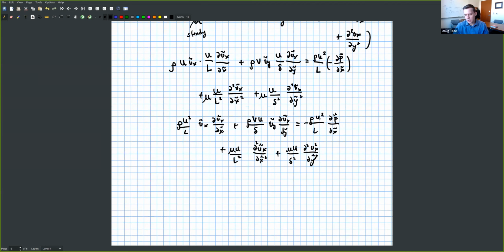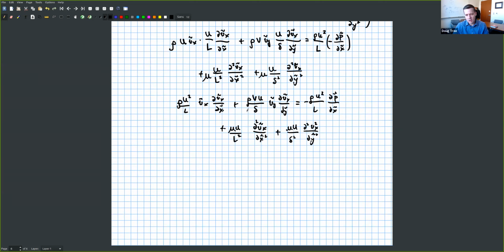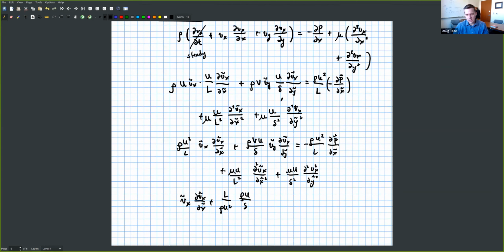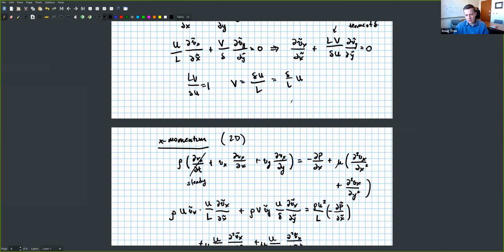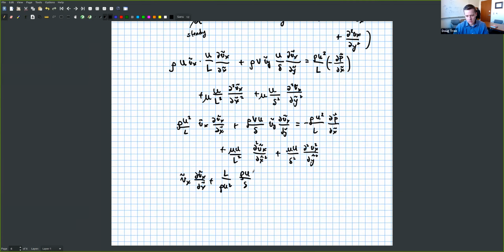Okay, so now I'm going to multiply by L over rho u squared and simplify each of these terms. So L over rho u squared is going to cancel that one, but I'll just go ahead and write it out. So I'm going to have vx dvx dx tilde plus, and I'll have L over rho u squared. And let me substitute, I have rho u over delta. Let me substitute for v that I found before. V was u delta over L. So let me put that in here as well. U delta divided by L. And now I'll have Vy tilde dVx dy tilde is equal to, okay, the rho u squared cancels that one.